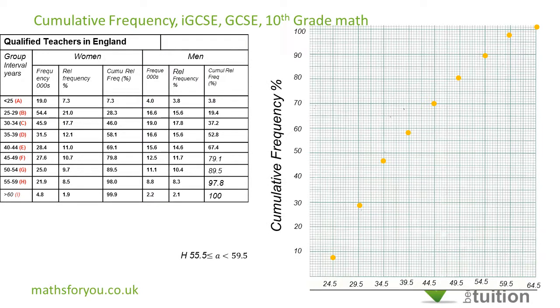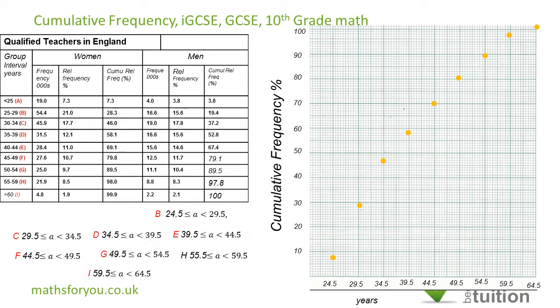So now we're going to compare the cumulative frequency for the women teaching population and the men teaching population. Okay, so what we've now got is this here. Again, just to remind ourselves, these are the upper bounds for each class interval: 29.5, 34.5, 39.5, 44.5, 49.5, and so on up to 64.5 there for class I. So what we then have is something like this here. That's the cumulative frequency for the male teaching population.